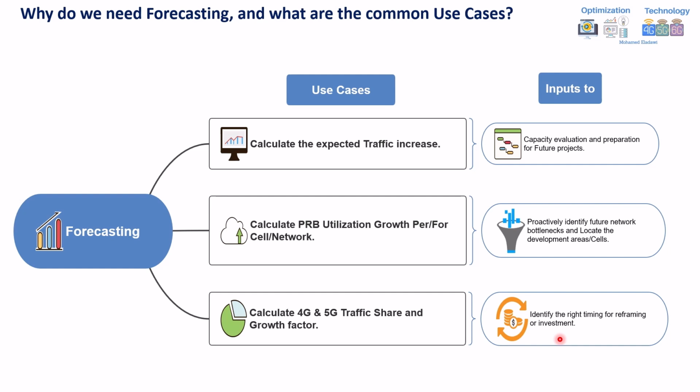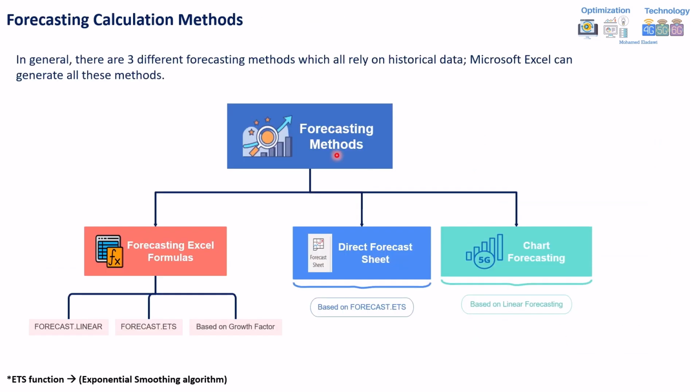Now let's go through the forecasting methods. Then we'll go through in detail one by one the forecast methods in Excel as well. So now, okay, forecasting methods. What are the calculation methods we have? These are the forecasting methods which you can generate through Excel files. We have in general 3 different forecasting methods which all rely on historical data. And as mentioned, this can be generated through an Excel file.